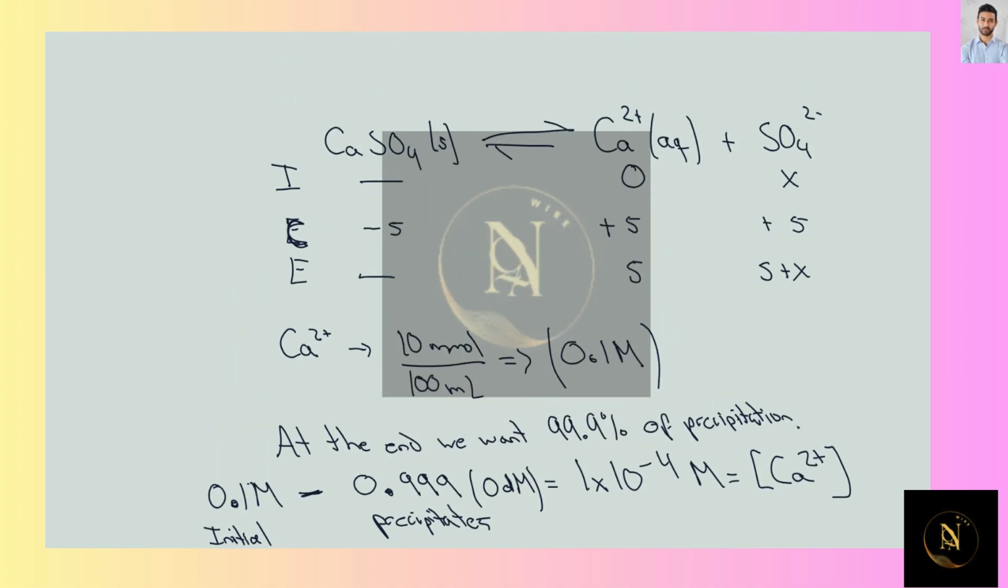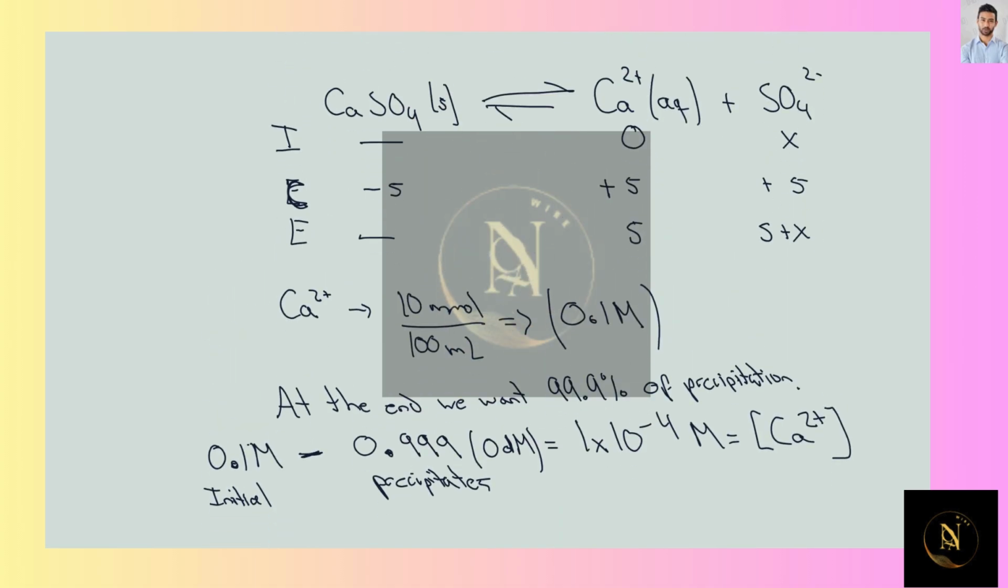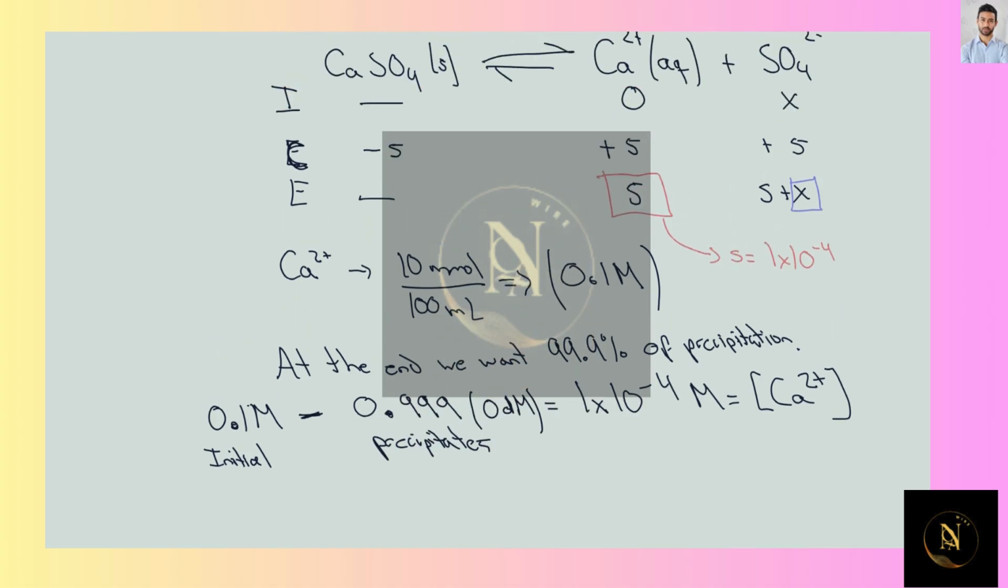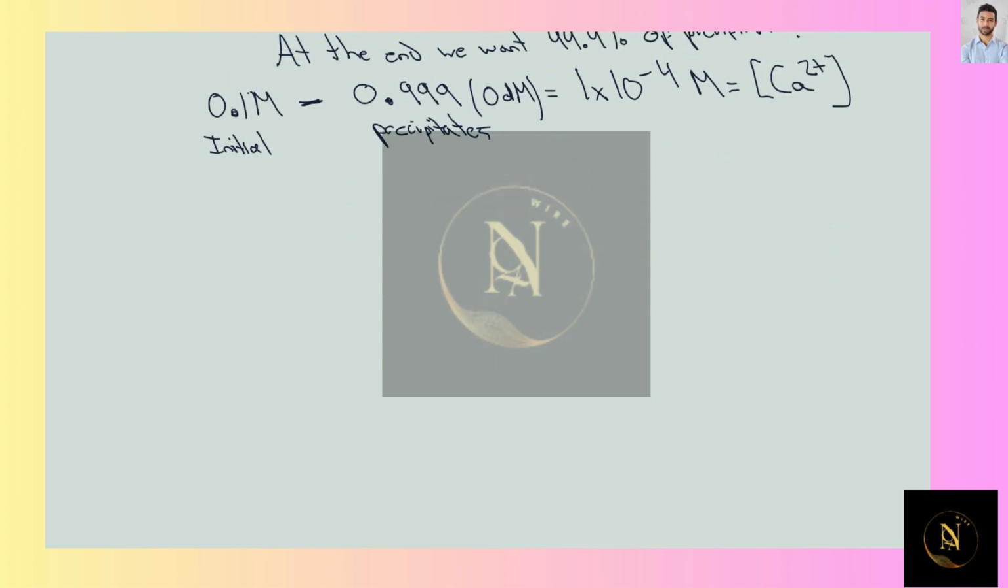Now, if we look back into our ICE table, you are going to notice that this problem is equivalent to setting S as 1 times 10 to the minus 4. And the quantity that we need to solve for is going to be X. Of course, this is going to be in molarities. We can do some approximations, but first off, let's do the whole problem without doing any approximations.